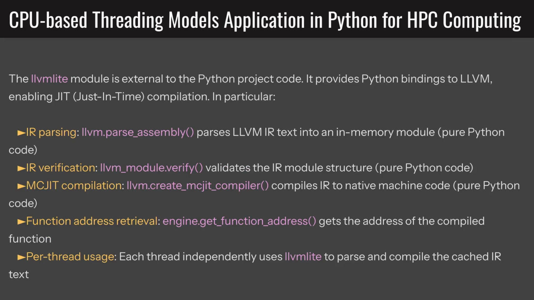The LLVM-Lite module is external to the Python project code. It provides Python bindings to LLVM, enabling JIT, just-in-time compilation. In particular, it parses LLVM intermediate representation text into an in-memory module as pure Python code. It does IR verification by validating the IR module structure, performs MCJIT compilation during which it compiles IR to native machine code, implements function address retrieval by getting the address of the compiled function, and it controls the per-thread usage. That means each thread independently uses LLVM-Lite to parse and compile the cached IR text.